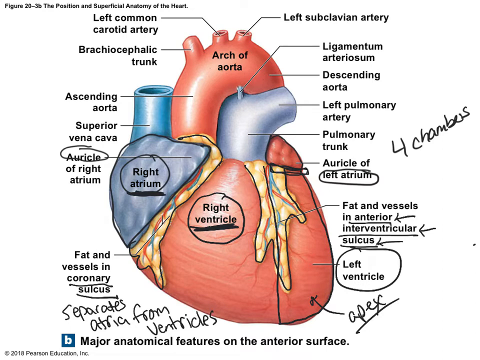Right? So you need to know that. You need to know the coronary sulcus. That's the indentation between the atria and the ventricles. And you need to know the anterior interventricular sulcus, which separates the right ventricle from the left ventricle. Now there's also a posterior interventricular sulcus.